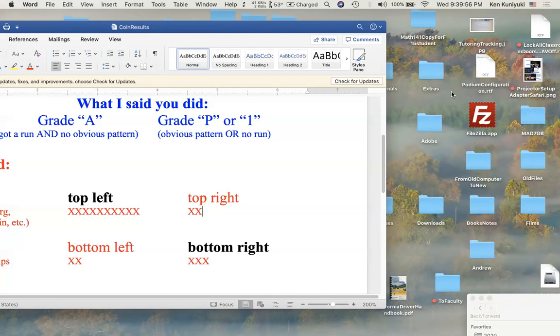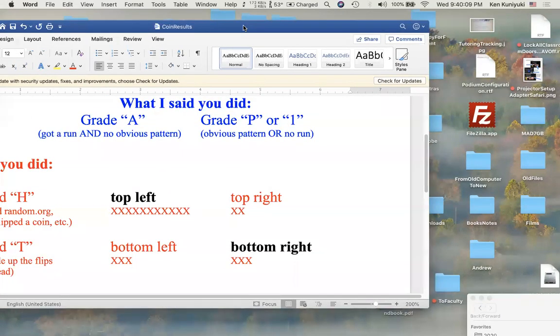Yeah, for the extra credit, again, your name and just the list of 100 H's or T's. That's right. Top left and bottom left. So overall, I think I did pretty well. All right. I think I did pretty well. I'm going to record these.